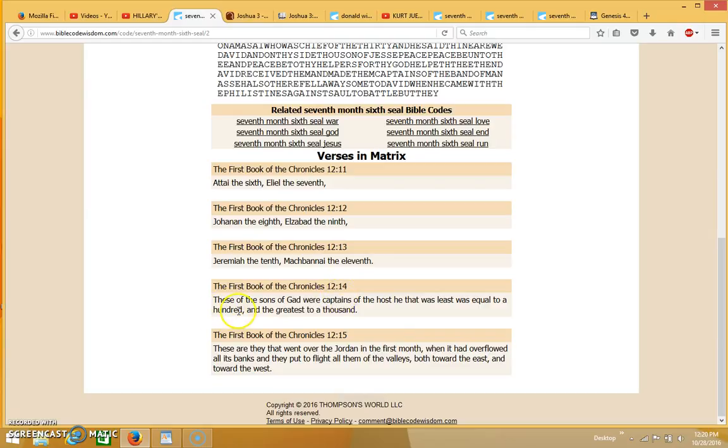It says, "These of the sons of Gad were captains of the host. He that was least was equal to 100, and the greatest to 1,000. These are they that went over the Jordan in the first month, when it had overflowed all its banks, and they put to flight all of them in the valleys, both toward the east and toward the west."